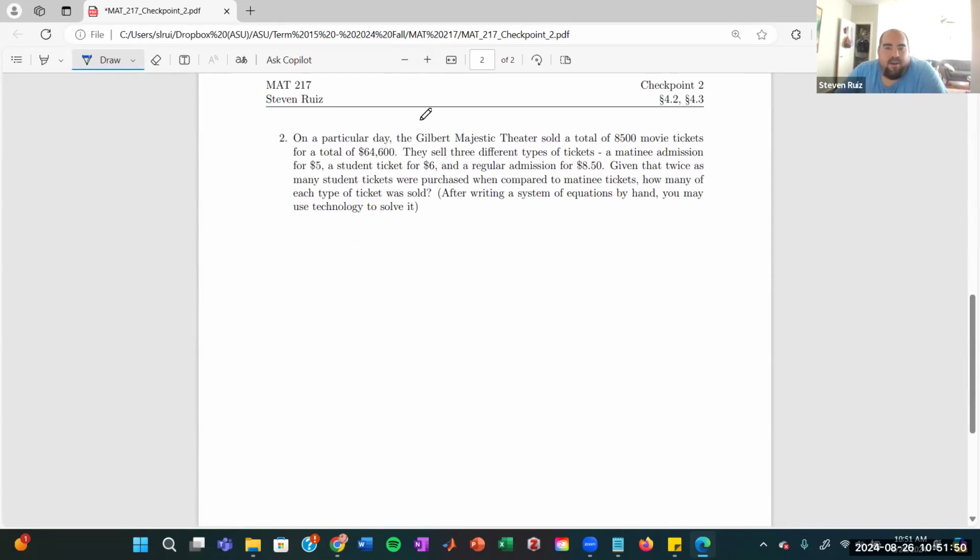So when I think about finding the variables, think about what you are being asked to know. What are you being asked specifically? On a particular day, this theater sold a total of 8,500 movie tickets. And I also know how much money the theater brought in. I know how much each ticket costs. Given that twice as many student tickets were purchased, how many of each type of ticket was sold? So the thing you're really being asked about is how many of each type of ticket was sold. That should clue you into what the variables, the unknowns, are.